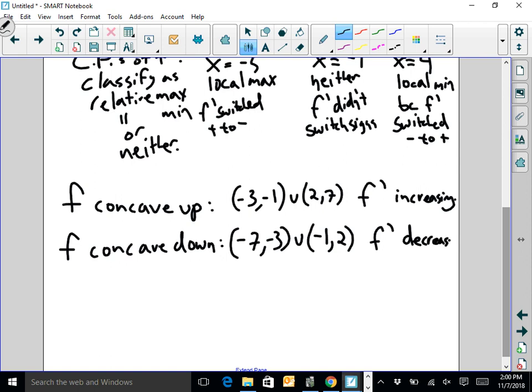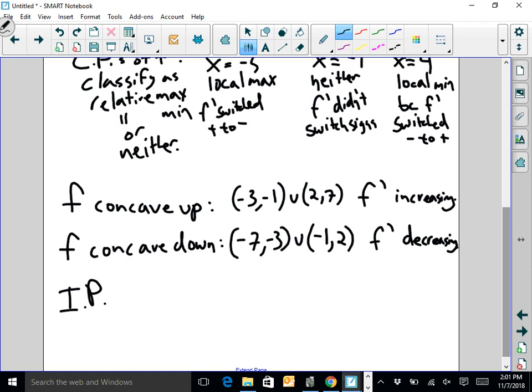Last thing I'm going to ask about are inflection points. Inflection points occur when we change concavity, right? Looking at our intervals here, we can see the numbers where concavity changes. Where do my intervals switch from concave up to concave down or vice versa? Well, I started out concave down from -7 to -3. Then I switched to concave up from -3 to -1. So that -3 must be a place where I have an inflection point of f.